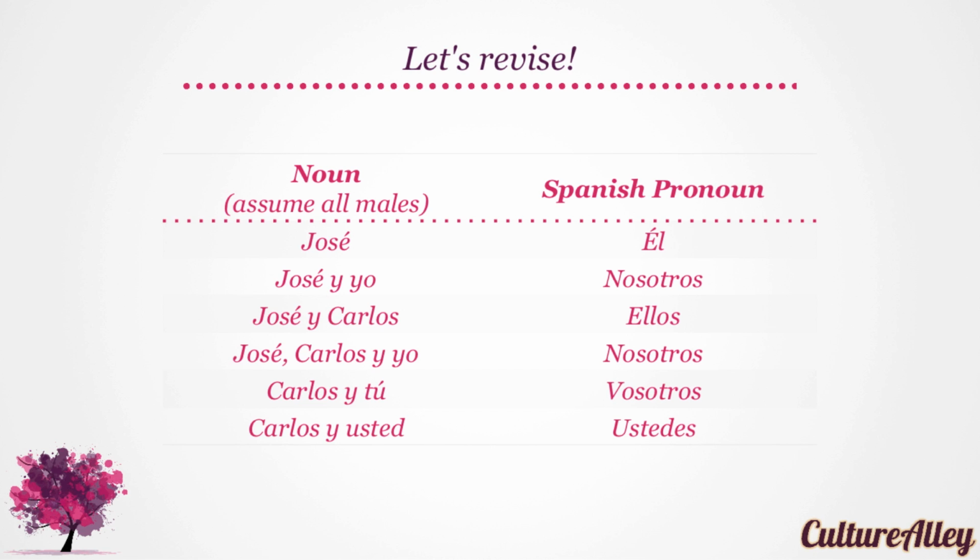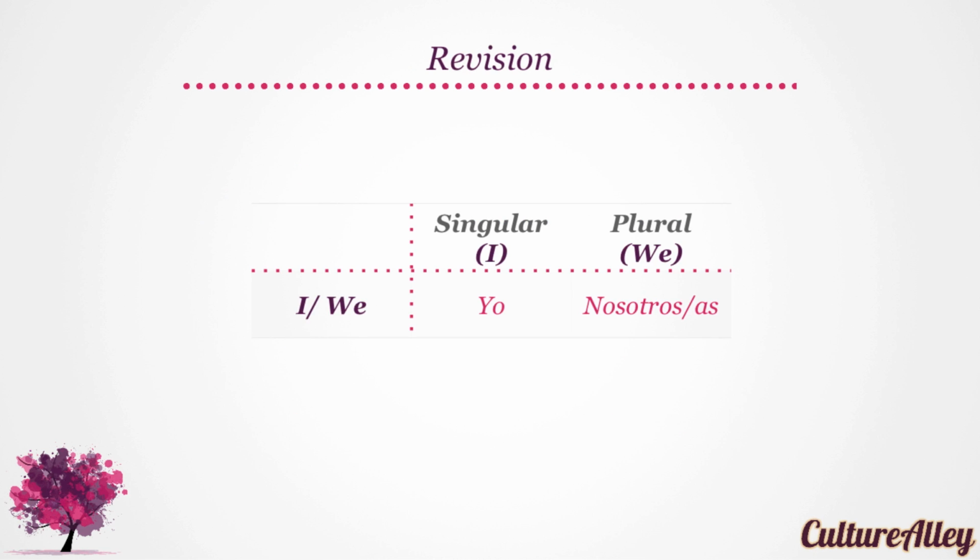For Carlos y tú, we use the informal form of we, which is vosotros. And for Carlos y usted, we use the formal form of we, which is ustedes. Excellent. Let's quickly go over all pronouns again.